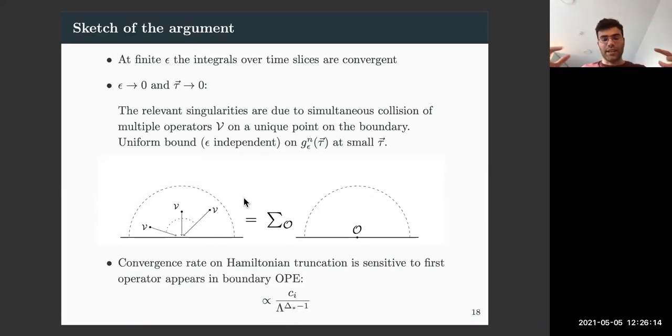And then later we can use that boundary OPE to expand this collision and study this collision of multiple bulk operators going to the boundary. And as a byproduct, we can also find the convergence rate of Hamiltonian truncation, which is sensitive to the first operator that appears in the boundary OPE. We call the dimension of that operator delta star. And the convergence rate is proportional to 1 over lambda to the delta star minus 1. And we will see later that it shows up in different places.